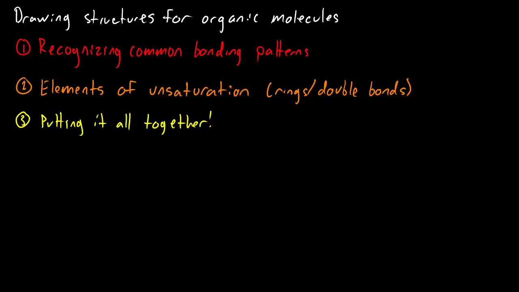What this will include is a discussion of common bonding patterns within organic molecules, how to recognize elements of unsaturation. This is a way of finding out from a molecular formula if a molecule has rings or double bonds, and then finally how to put that information together to draw a plausible structure for a common organic molecule.